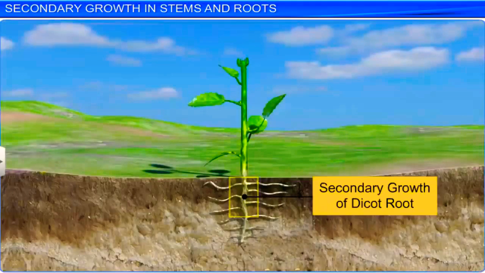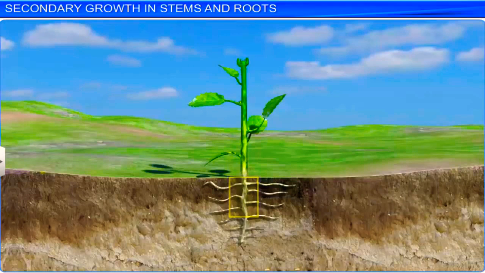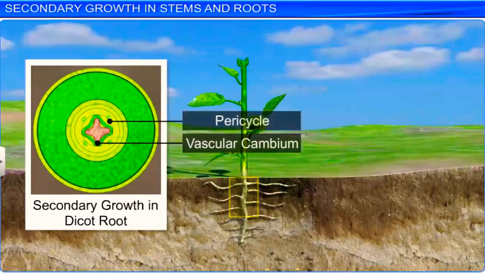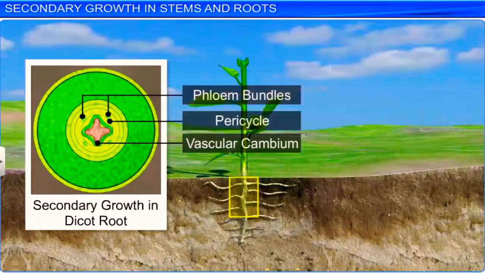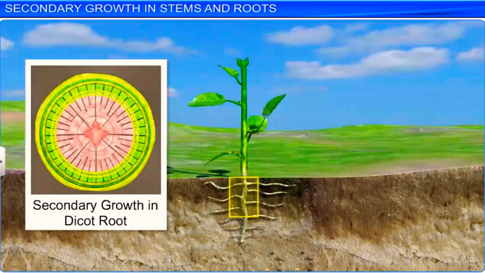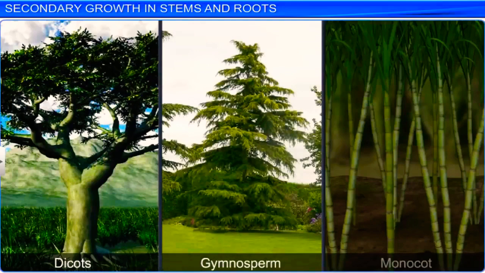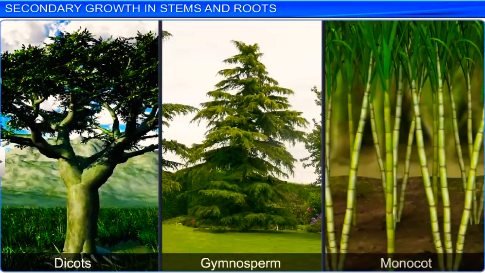Secondary growth in a dicot root is similar to that of a dicot stem. The vascular cambium develops from the pericycle tissue located just below the phloem bundles. Initially, the cambial ring is continuous and wavy, which later grows and becomes circular. Secondary growth of stems and roots occurs mainly in dicots and gymnosperms, while monocots lack secondary growth.